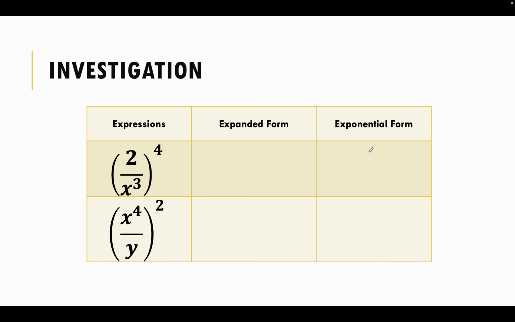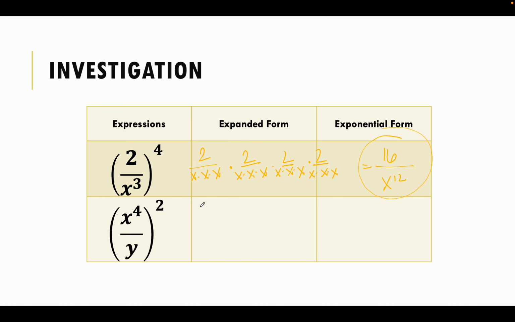All right, our final rule is to raise a quotient to a power. So we have 2 over x to the third, that whole quantity to the 4th power. So this is going to be 2 over x times x times x 4 times. 2 over x times x times x, 2 over x times x times x, 2 over x times x times x, and 2 over x times x times x. All the way across the top we have 16, and on the bottom we have 12 x's with a final answer of 16 over x to the 12th.